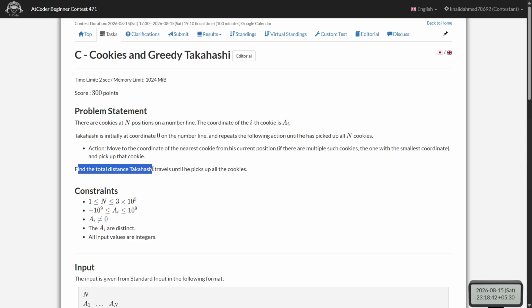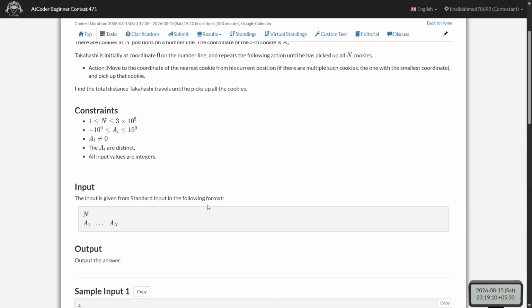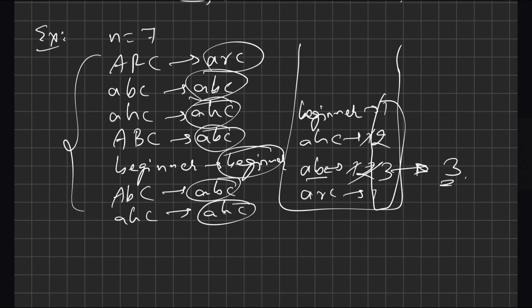Find the total distance Takahashi travels until he picks up all the cookies. N is from 1 to 10^5, and a cookie can be at a position from -10^9 to 10^9, and a cookie can't be at position 0. All the positions of the cookies are distinct, and all input values are integers. So yeah, let's understand the problem statement.